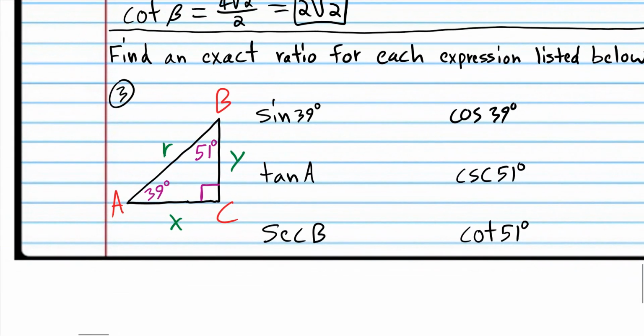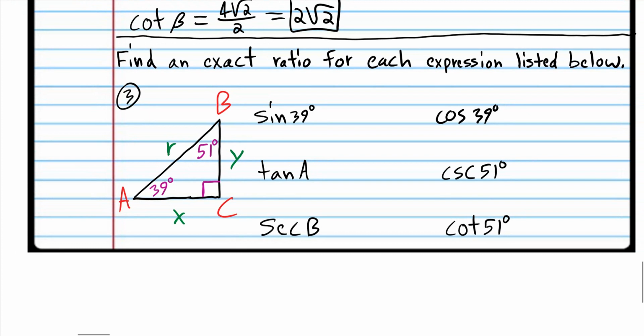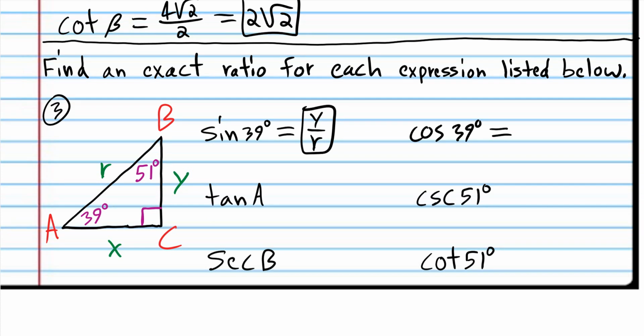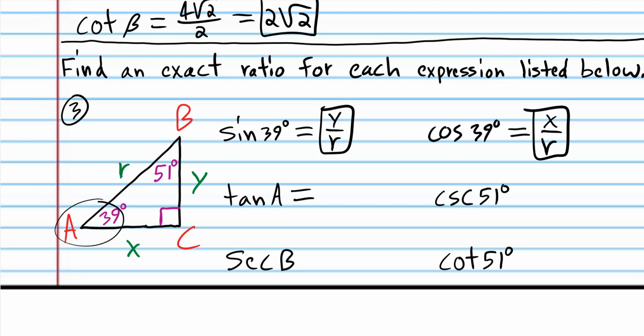Let's try one more of these. Now in this example, we're actually given the angle measures. And the side lengths we don't actually know. So let's find sine 39 degrees. That's the side opposite 39 divided by the hypotenuse, so that's y/r. Cosine 39 is the side adjacent 39 divided by the hypotenuse. Tangent A is the side opposite A divided by the side adjacent.